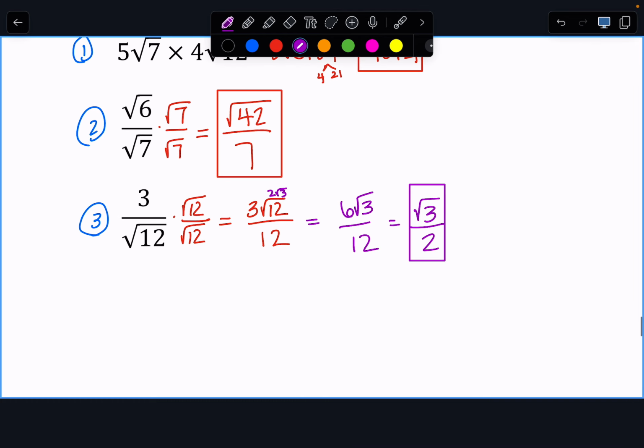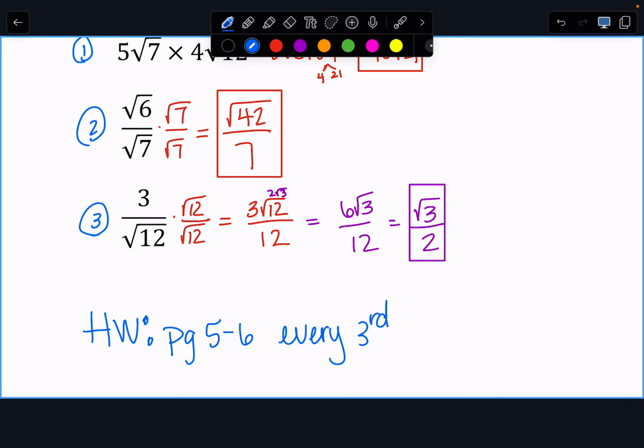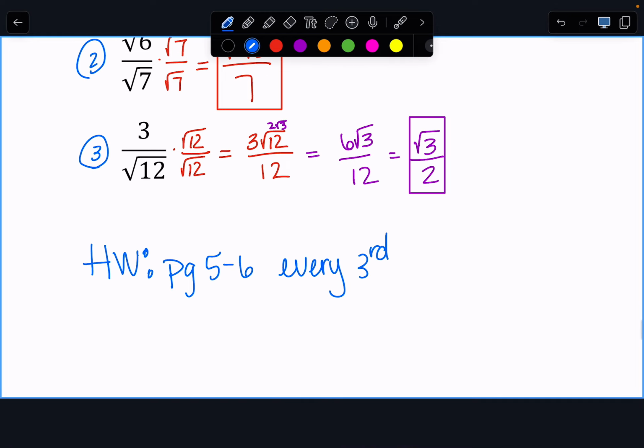Okay. So this is what your homework is. I've already told you that on pages 5 through 6, I want you to do every third problem. In addition to that, I need you to do page 10. Pick one column. Do you want to do the evens? Do you want to do the odds? I don't care. Pick a column. A row. Even. I said column. I see 3 negatives.